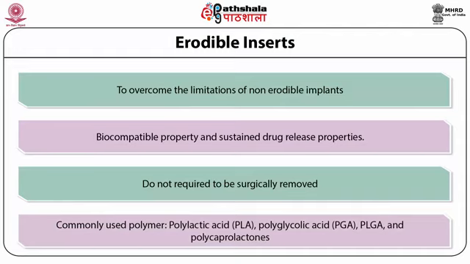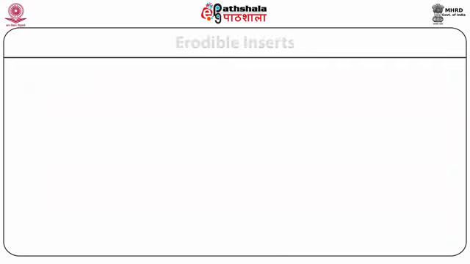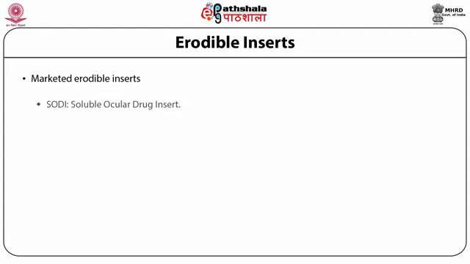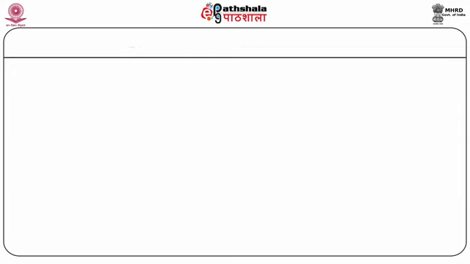The commonly used polymers in the fabrication of these implants are polylactic acid, that is PLA, polyglycolic acid, that is PGA, PLGA, and polycaprolactones. Till date, a few marketed erodible inserts have been developed, such as Soluble Ocular Drug Insert, that is SODI, Lacrisert, Minidisc, Surodex, and Ozurdex.